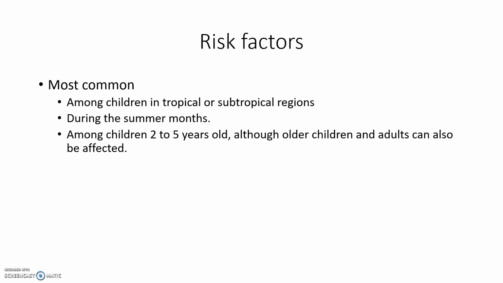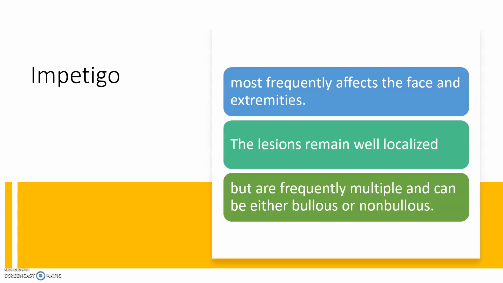So what are some of the risk factors? The most common risk factors are among children in tropical or subtropical regions. They occur during the summer months. The incidence rates are high among children between ages 2 and 5, although older children and adults can also be affected. You'll find that impetigo is more frequently seen on the face and on the extremities.